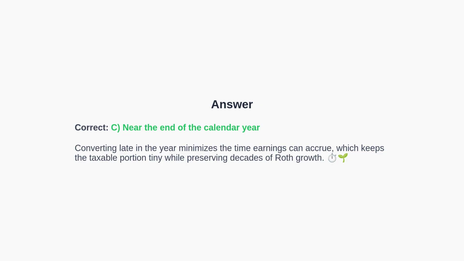The correct answer is C. Converting near the end of the calendar year minimizes the amount of earnings that accrue before conversion, which helps keep the taxable portion small while still allowing you to invest throughout the year.